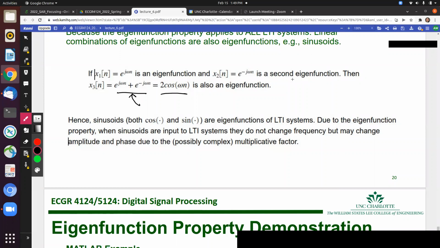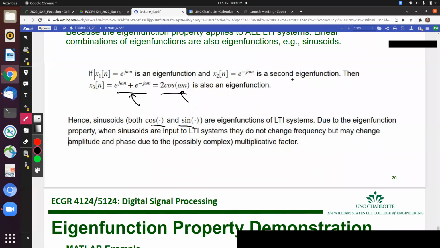Linear combinations of eigenfunctions are also eigenfunctions. So that means that all trigonometric functions with arbitrary frequency, omega, are eigenfunctions. So sinusoids and cosines and sines are the same function. We call them something different because it's convenient for the purpose of analysis, but a cosine and sine are the same function up to a phase shift, right? A phase shift of 90 degrees, you'll get the same function.